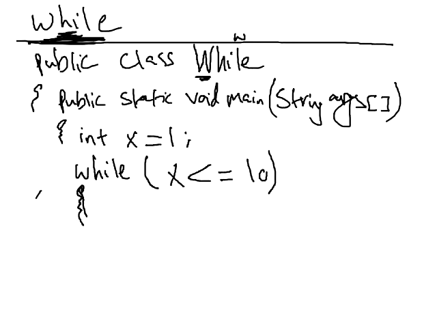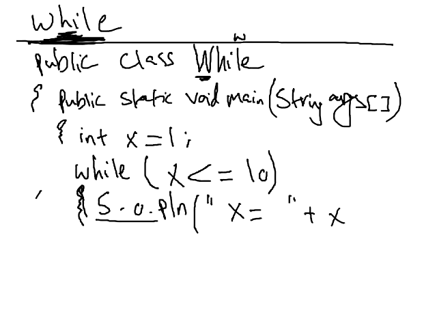So what I can say now is system.out.println. I'm just going to write this short, but in the exam you need to write it in full, right? I can have a message saying x equals, and then leave a space, and then say plus x. So now you're going to have the value of x.